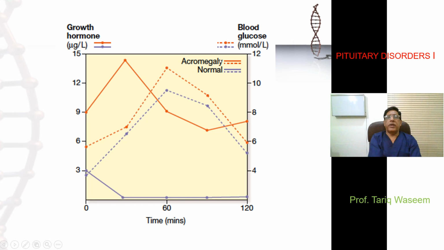It would go along with this. In a normal individual, with this rising glucose level, there would be a decrease in the growth hormone level. So this is the response: elevation in glucose leads to suppression of growth hormone. But what happens in acromegaly is that your glucose is elevated, but there is no corresponding decrease in the level of growth hormone. Growth hormone remains as such and does not get suppressed to a lower level.